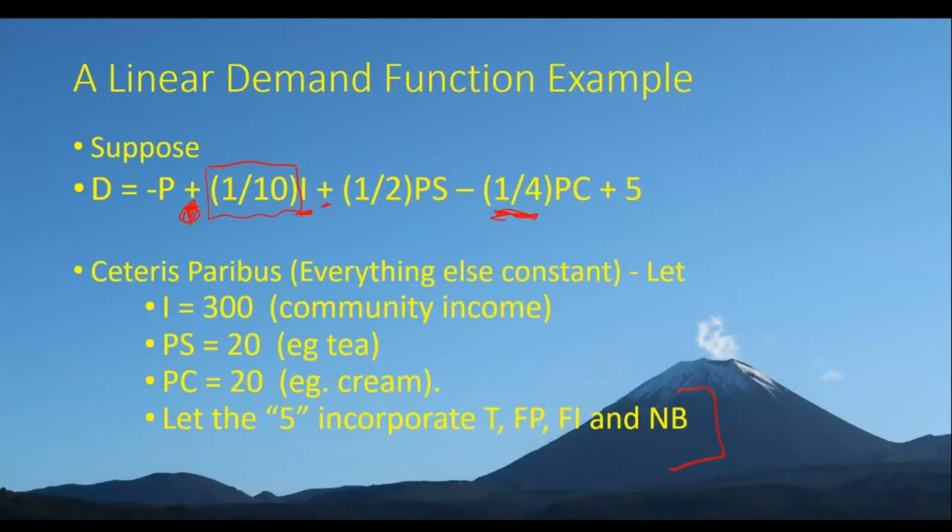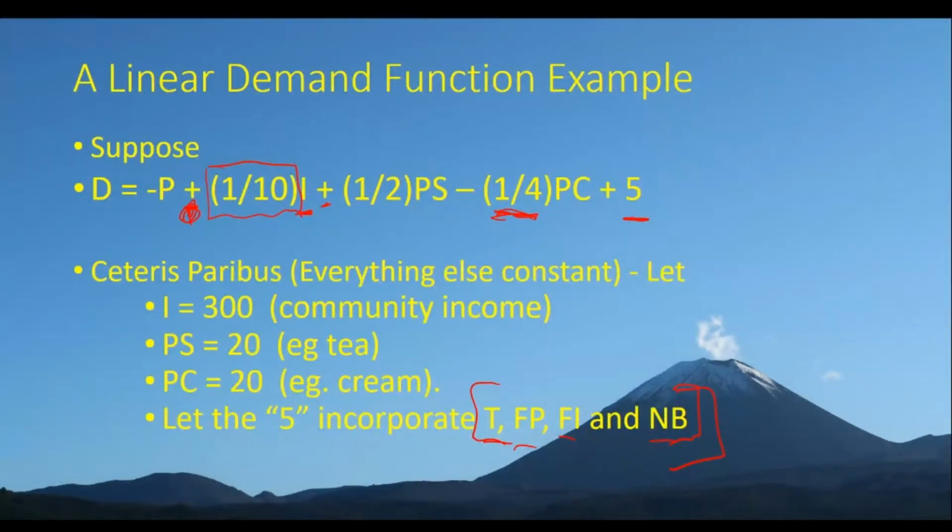Now, notice this last bullet down here. I say let the 5, this fixed term at the end, let that number incorporate all of the other variables that I specified before. So that's going to be tastes, future price, future income, and the number of buyers is all somehow incorporated into this fixed term 5. It's a small number, maybe it should be bigger, but again, I'm just trying to keep it simple so that we can work with it. Okay, these are examples of simplifying assumptions so that we can actually work with this relationship.